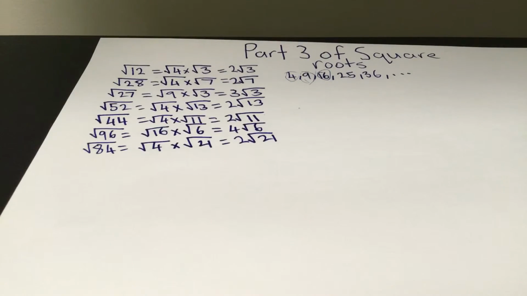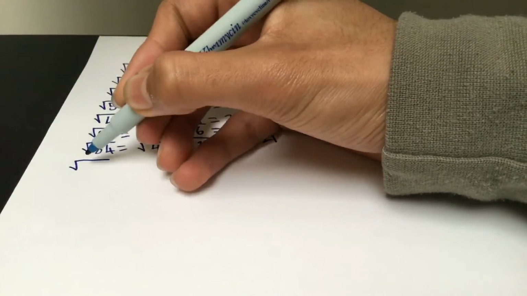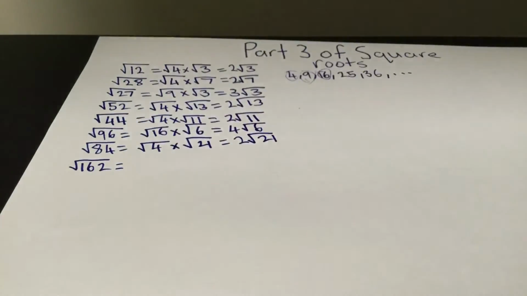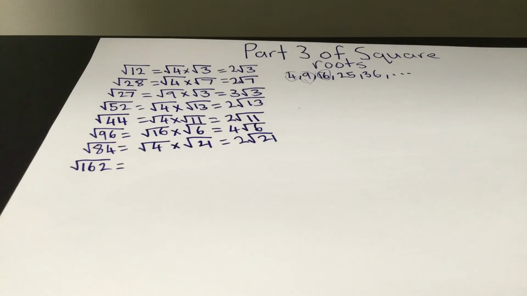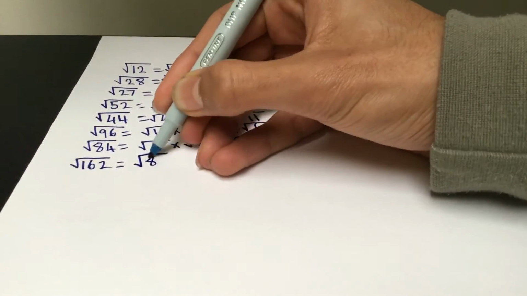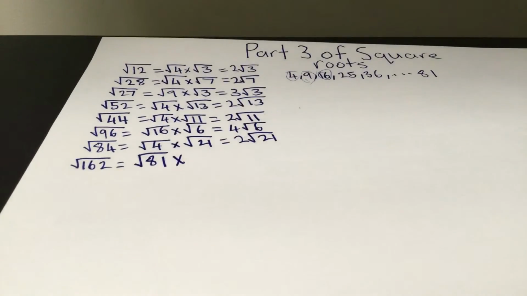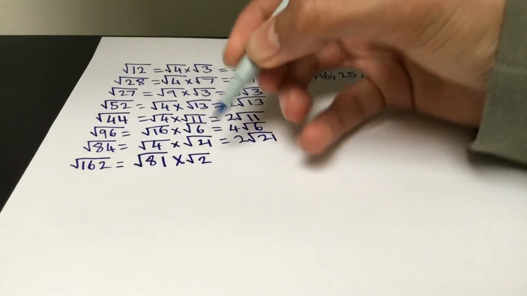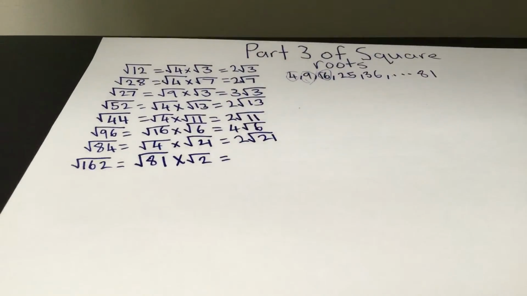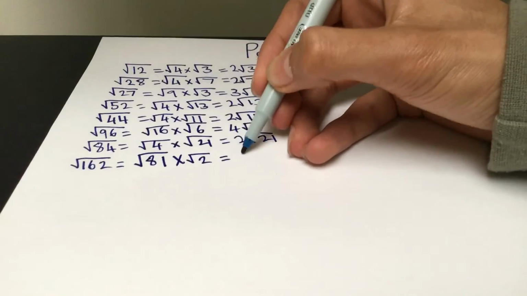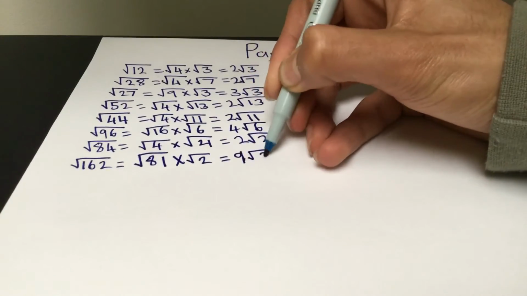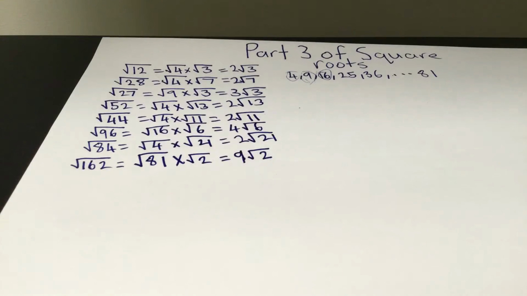Okay, let's take a higher number. Let's do square root 162. This time it's going to be 81. It's not on this list, but it's further on. So square root 81, and what's left is 2. Square root 81 times square root 2 gives us square root 162. When you simplify square root 81, it will give us 9, and what's left is square root 2. So 9 square root 2 is our answer.